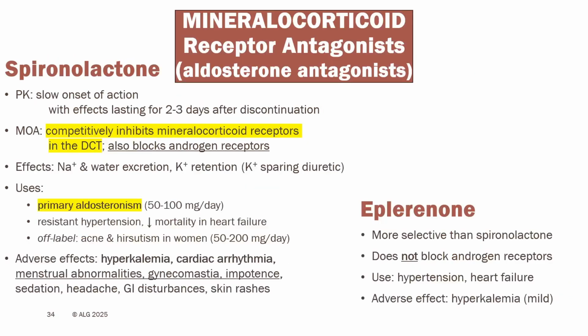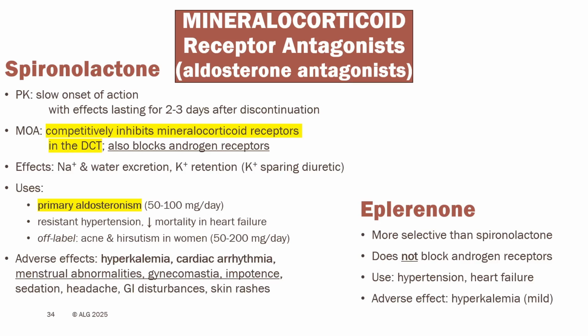Spironolactone and eplerenone are steroidal mineralocorticoid receptor antagonists, or simply aldosterone antagonists. Sodium and water are excreted, potassium is retained. Spironolactone is used to reverse manifestations of primary aldosteronism resulting from excessive production of aldosterone. As a diuretic, it is used to treat resistant hypertension and reduce mortality in heart failure. As an androgen antagonist, it is sometimes used to treat acne and hirsutism in women.